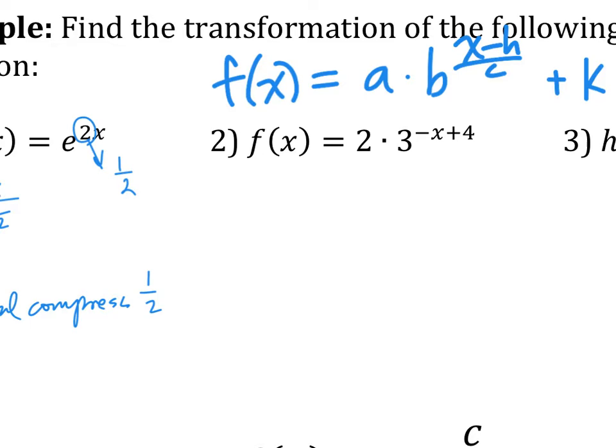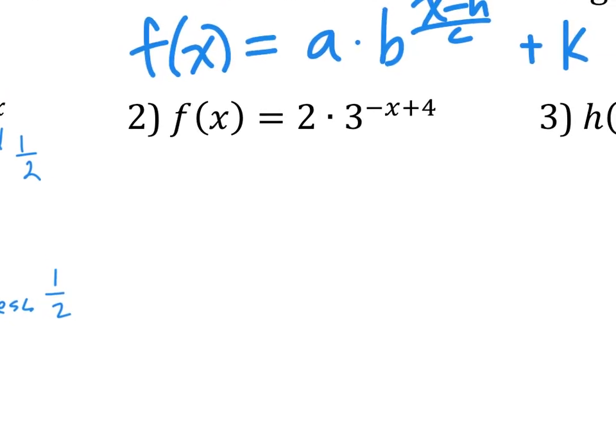All right, number 2. This one is a little more tricky. First of all, what's the parent function? 3 to the x. Yes, 3 to the x. So now we have three transformations. We have the 2, we have that negative sign, and we have that plus 4. So let's have you guys work with your partner. What is the transformation? That negative inside is very tricky, so please double check.